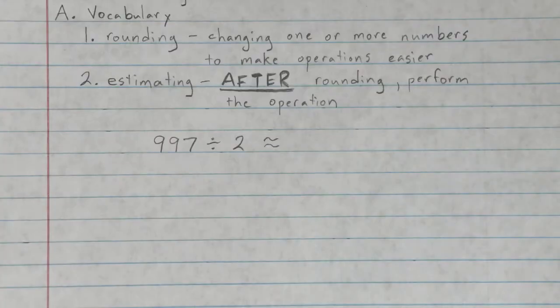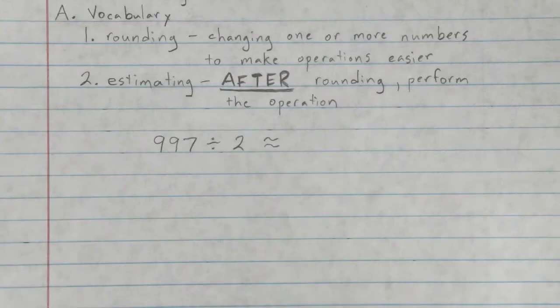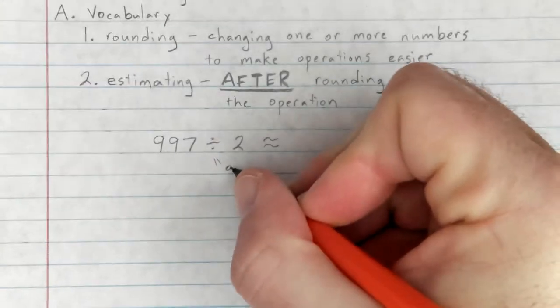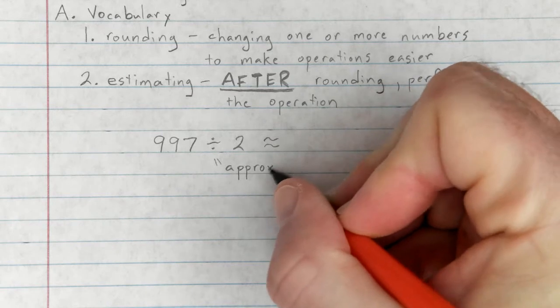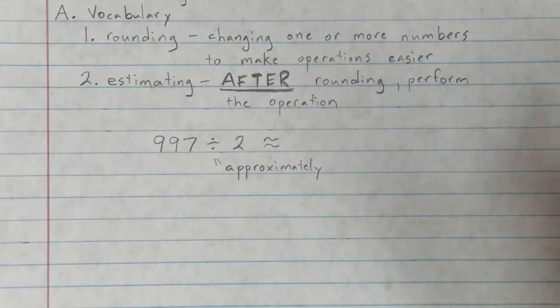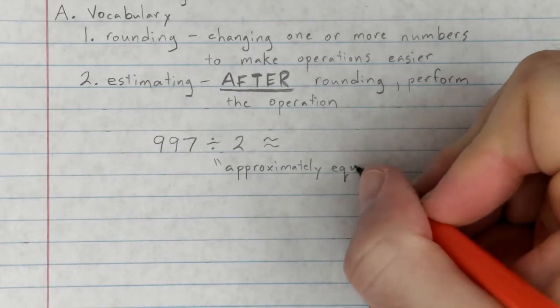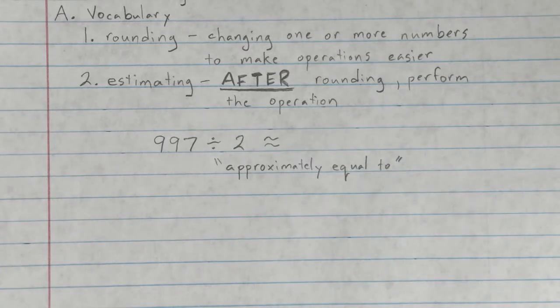Now this wavy equals sign means it's not exactly the same. It's approximately. That's a big word, so I'm going to stretch it out over here a little bit. Approximately means almost. Not quite, but almost. Approximately equal to. Means it's close.